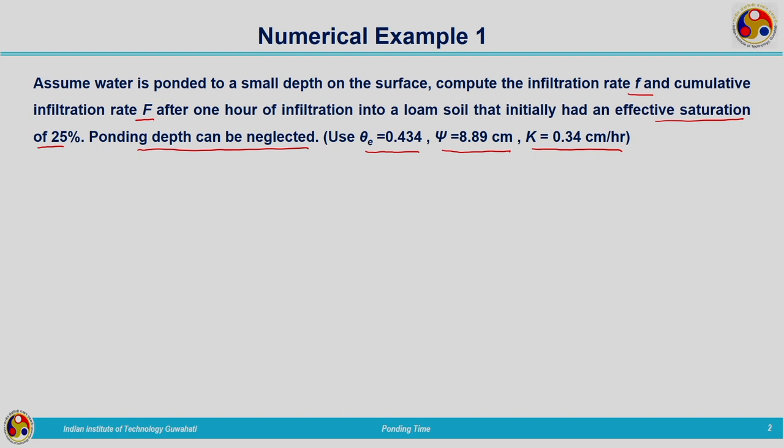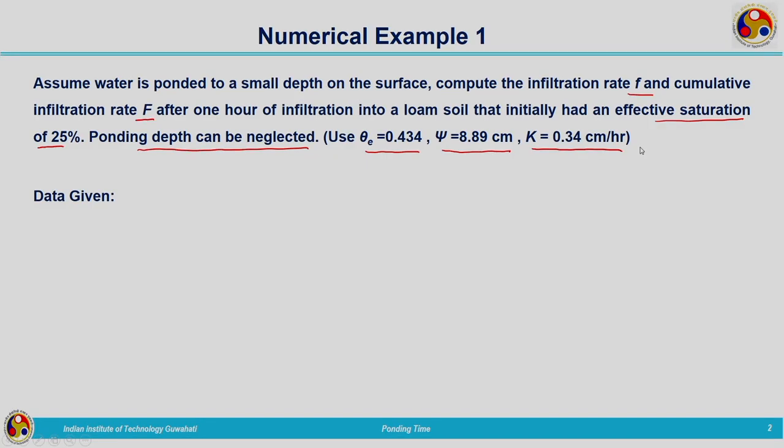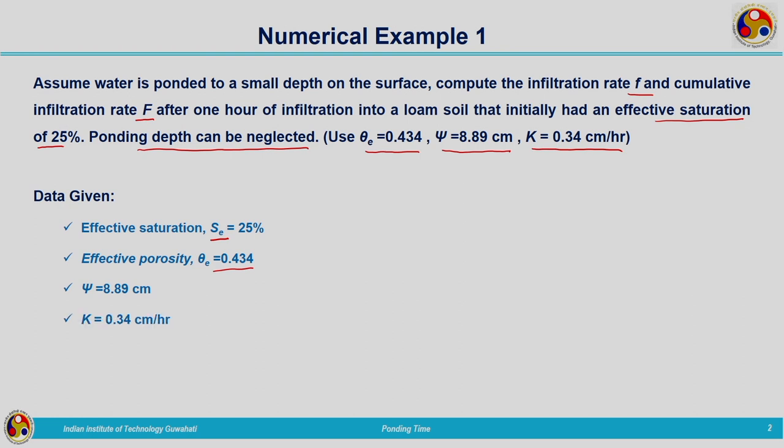We need to determine the infiltration rate f and cumulative infiltration F. Certain data are given to us, and using them we need to calculate these. First, let us see what data are provided. Effective saturation Se is 25%. We were using the notation Se. Theta e is the effective porosity, 0.434. Psi is the soil suction, negative pressure, given as 8.89 centimeters, and hydraulic conductivity K is 0.34 centimeters per hour.